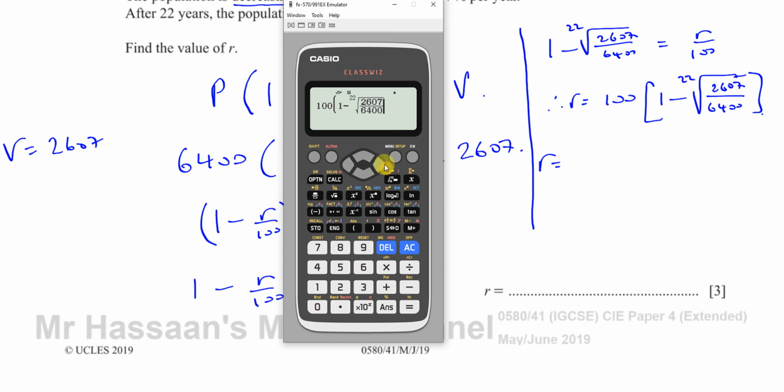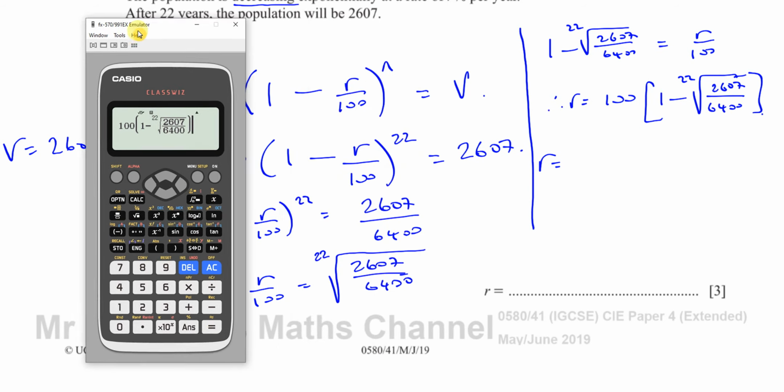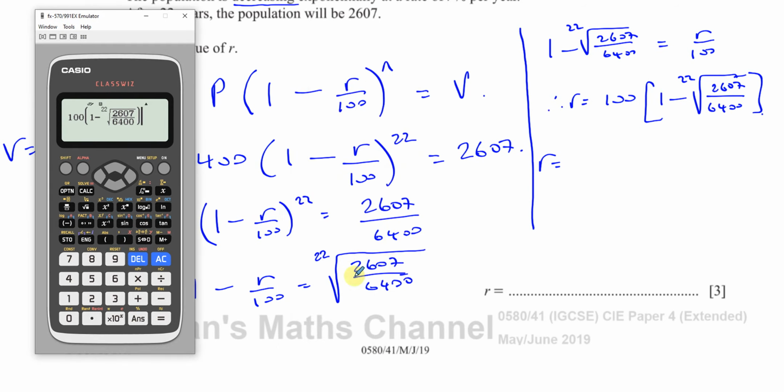Then I'll close that bracket. So that's 100 times 1 minus that. That should give us our answer without having to do any rounding before. That's why I didn't calculate this and write it as a decimal. I just rearranged to make r the subject. So I first subtracted this from both sides and added this to both sides. So I have 1 minus that root thing equals r over 100, then multiply both sides by 100.